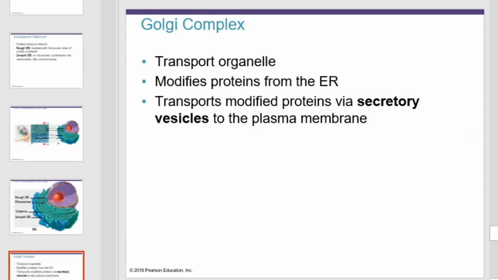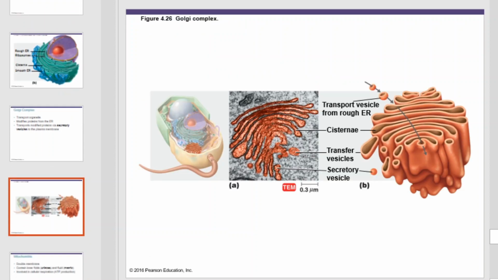The Golgi Complex. This is a transport organelle which modifies proteins from the endoplasmic reticulum. It transports these modified proteins via secretory vesicles to the plasma membrane in a process we refer to as blebbing. This is an illustration of the Golgi complex, also sometimes referred to as the Golgi body or just plain Golgi.